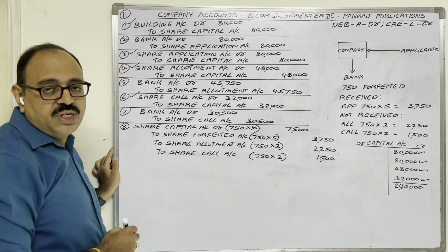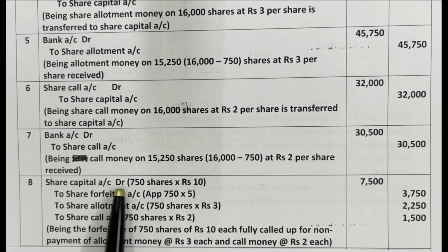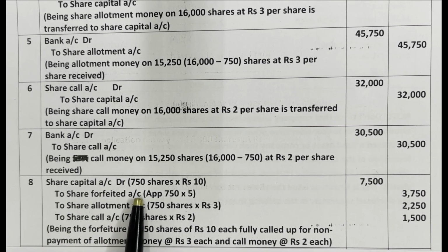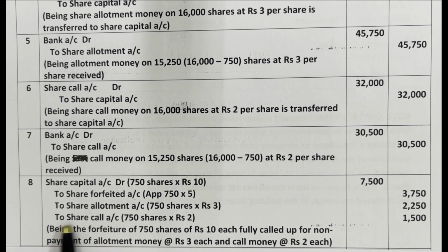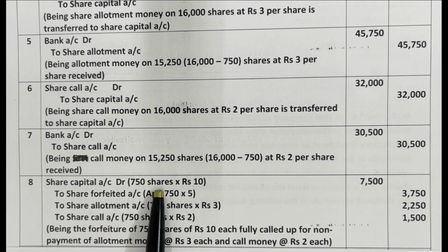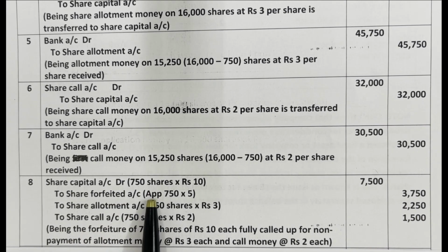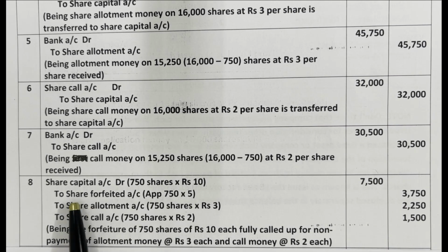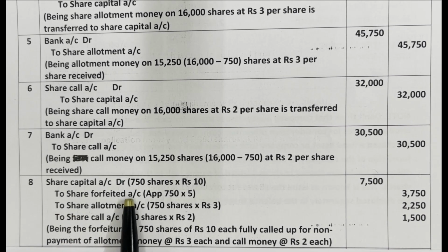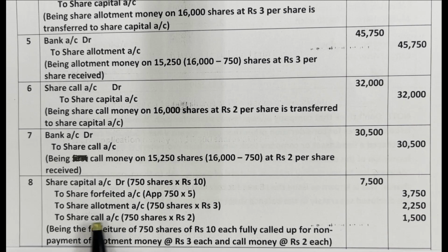This is forfeiture entry. Eighth entry, share capital account debtor, to share forfeited account, to share allotment account, to share call account. 750 shares related capital amount we are cancelling by debiting share capital account. On 750 shares, application money came now. That amount we are transferring into share forfeited account. The amounts which we are not receiving on 750 shares, allotment money, call money, these two amounts we are crediting to share allotment and share call account. Mention that as a narration.